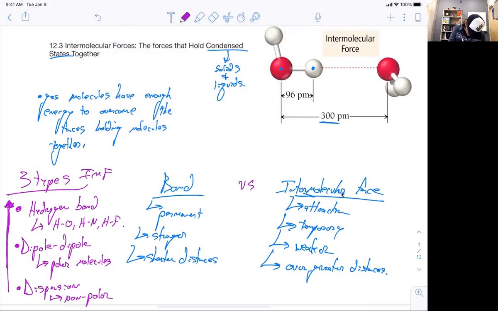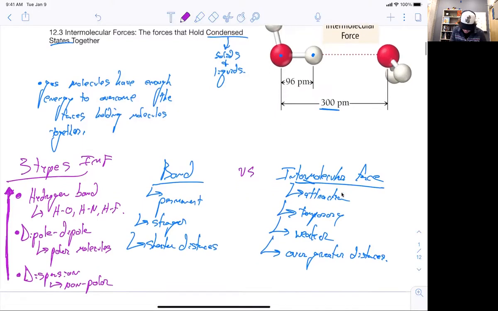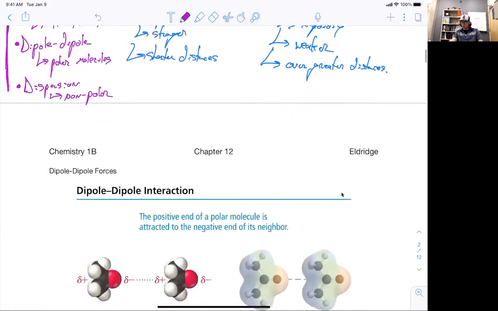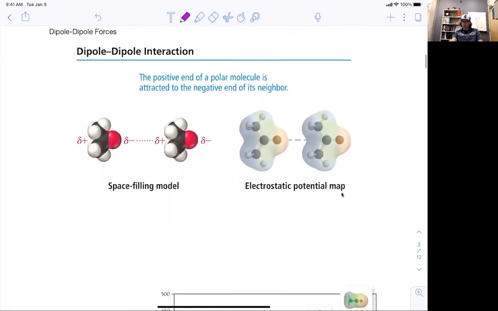Got the weakest at the bottom in dispersion for nonpolar. Dipole-dipole is even stronger because it's for polar. They're being held together better. And hydrogen bonds are the strongest intermolecular force. So let's dive into these examples here.